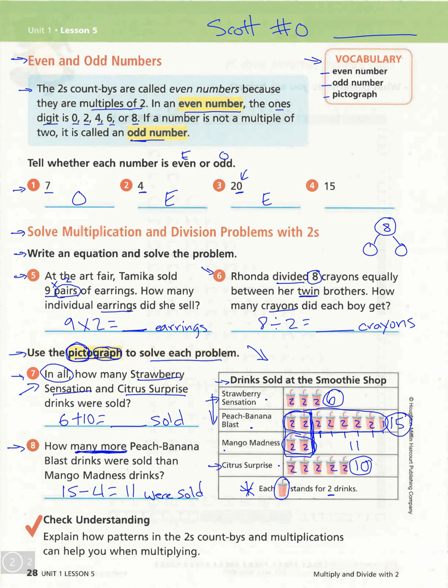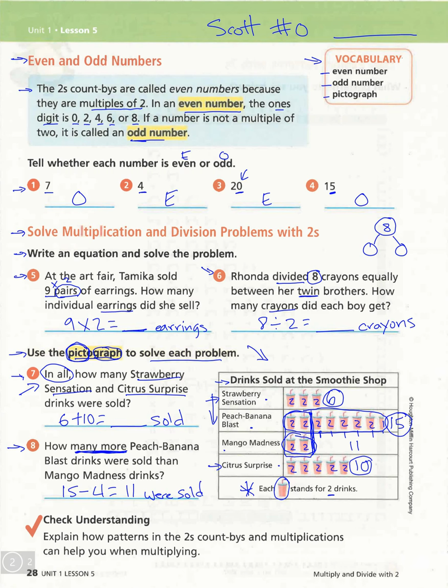And then let's look at number 4. Again, we're only looking at the digit in the ones place, not the digit in the tens place. In this one it doesn't matter, but we're looking at the digit in the ones place. Is 5 an even number? Is it a 0, 2, 4, 6, or 8? Nope. So that one's an odd number.